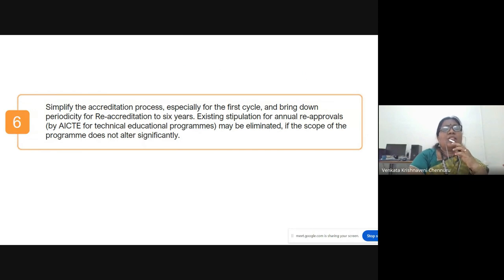Sixth point is to simplify the accreditation process, especially for the first cycle, and bring down the periodicity for re-accreditation to 6 years. The existing stipulation for annual re-approvals by AICTE for technical education programs in particular may be eliminated if the scope of the program does not alter significantly.